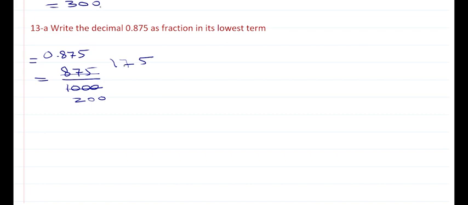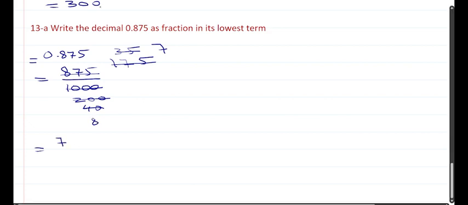Further we can solve: the 2 can combine with 2 to become 25, so 5 fives are 25. Here 5 fours are 20, 500. Again we can further reduce. 5 sevens are 35, so 5 eights are 40. So the answer will be 7 by 80.